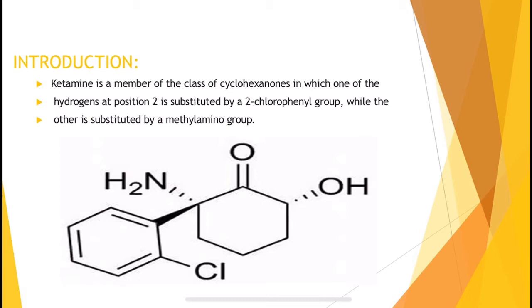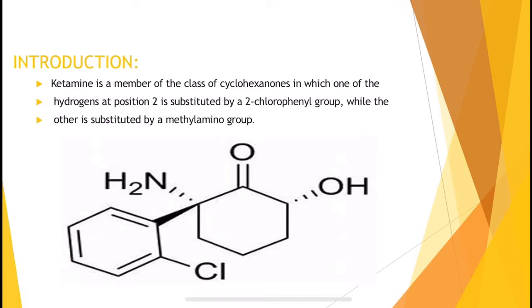While the other hydrogen actually is substituted by a methylamino group. This is a carbon here, these are 2 hydrogens, and this is a nitrogen forming a methylamino group right here. So the 2 hydrogens at position 2 of the cyclohexanone are replaced subsequently by a 2-chlorophenyl group and a methylamino group.